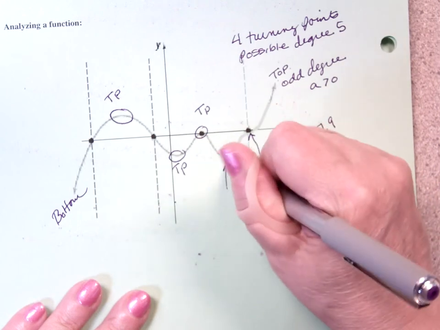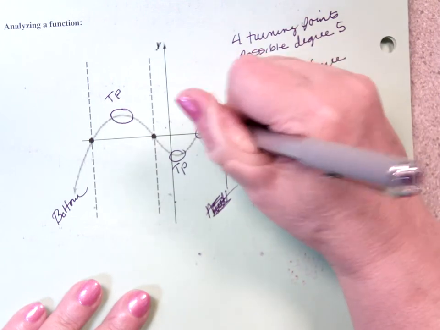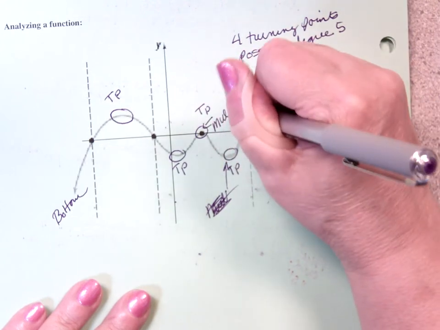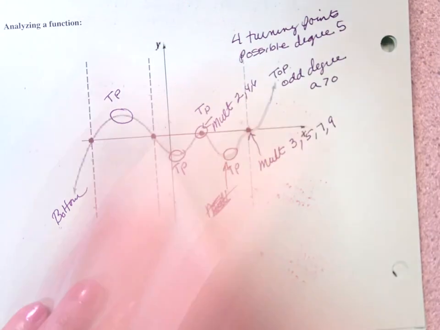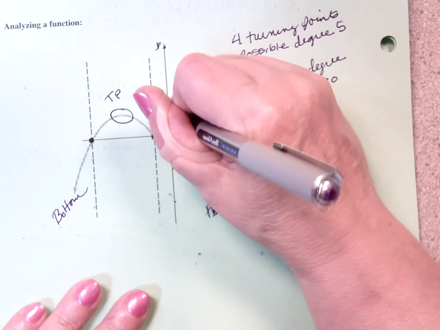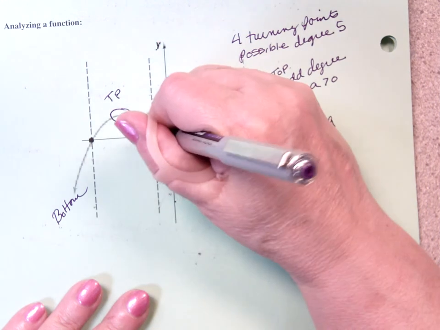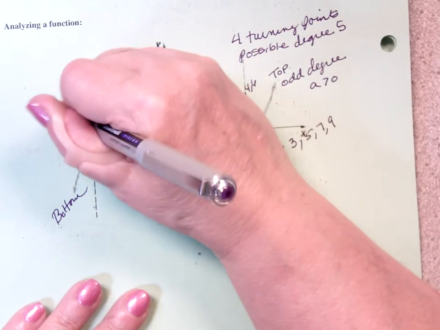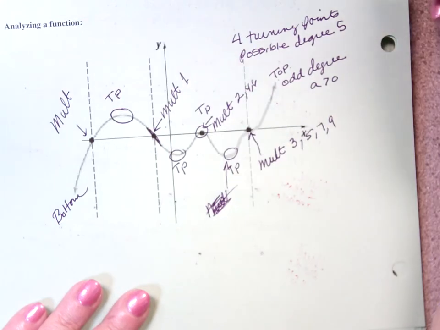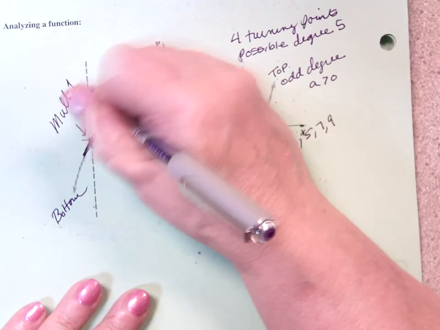What about this guy? Oops, I'm sorry. What's his multiplicity? Multiplicity 2, 4, 6. Definitely 2. What about this one? What does that look like? A line. So what multiplicity would it be? 1. What about this one? Yeah, it looks like a line as it goes through. Multiplicity 1.